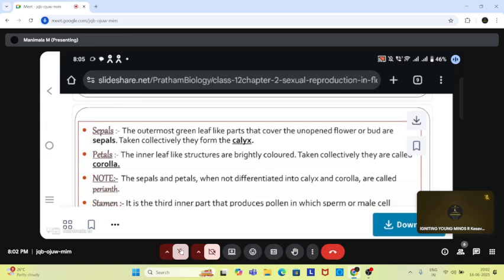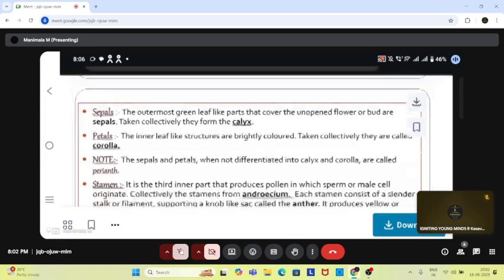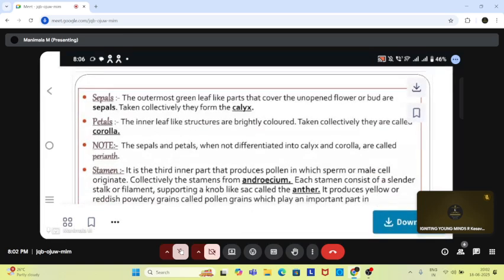So there is a doubt here: sepal or calyx? See, in a flower we generally have 5 sepals. Each single unit among the 5 is called a sepal. All the 5 units together are called the calyx. The same way, a single unit of petal is called a petal, and all petals together, collectively, are called the corolla.